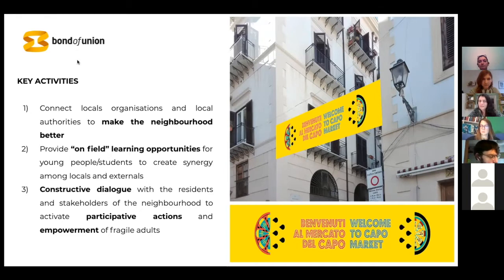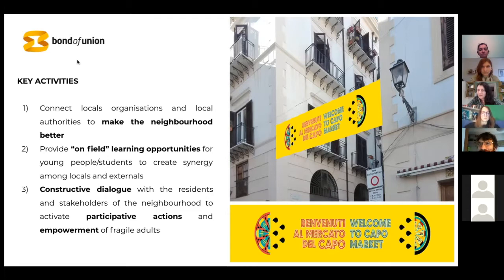It's, I would say, one of the most challenging and not really successful parts of our job, because the municipality is not really reactive. So sometimes we had the feeling that the work that should be done by them is done by us, and so on. The second field of activity and key activities are the learning opportunities.